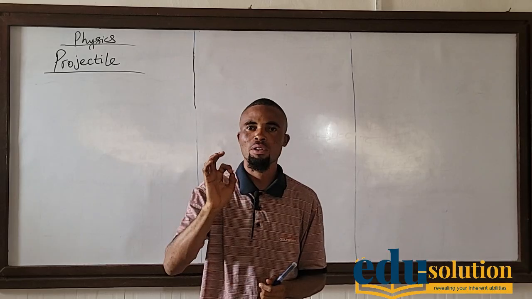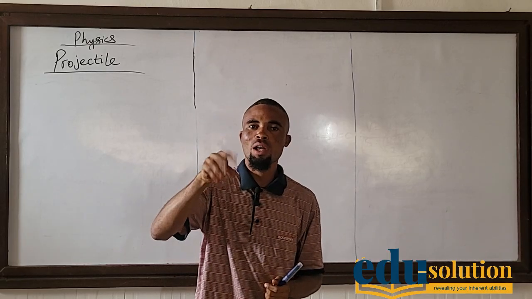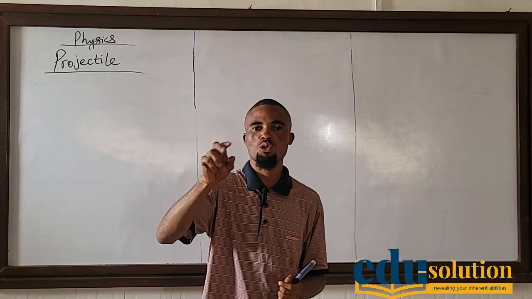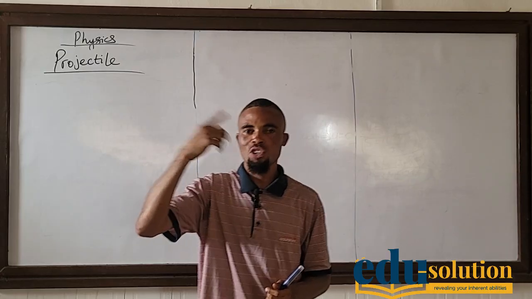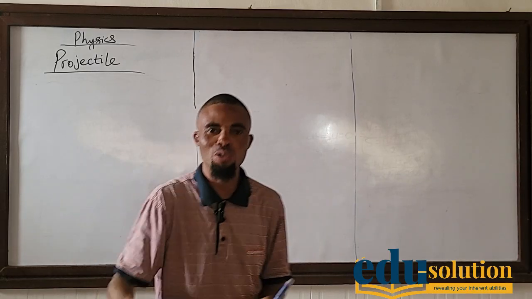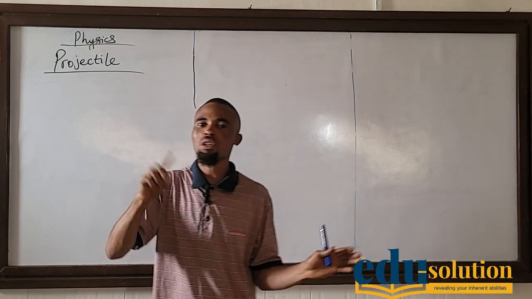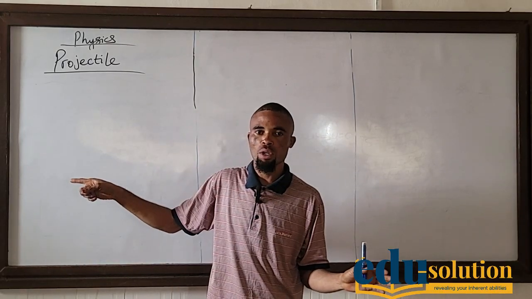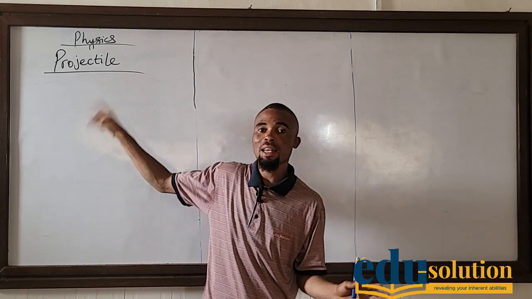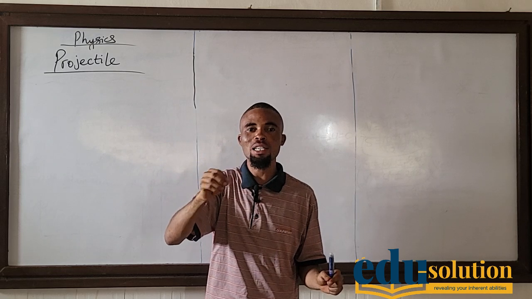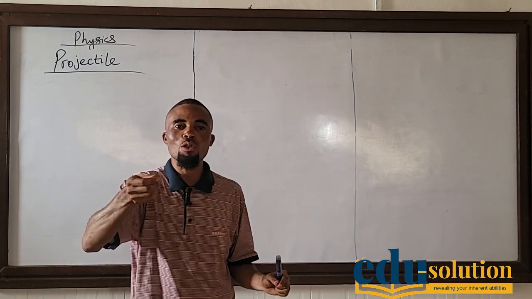It's not difficult. Of course, in your SS1, 4 types of motion were introduced to you, which are translational motion, rotational motion, oscillatory motion, random motion. You know all of this. But projectile was not mentioned.